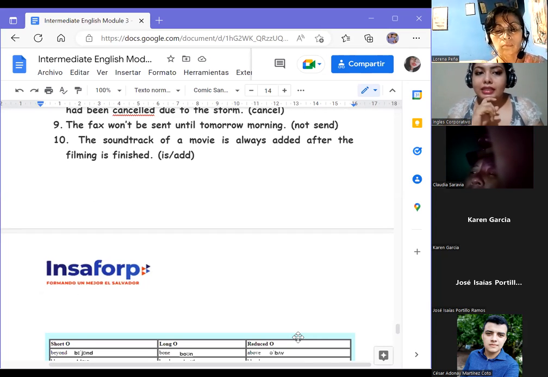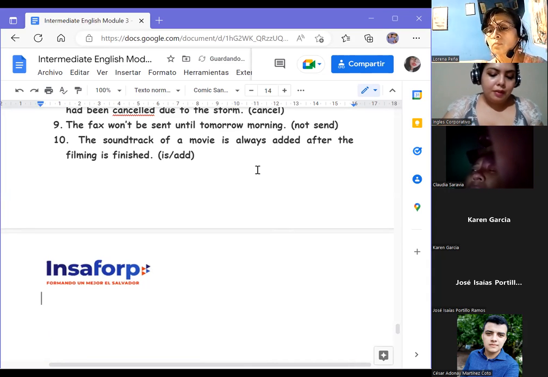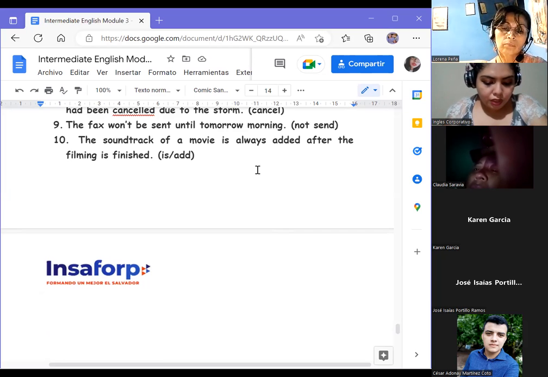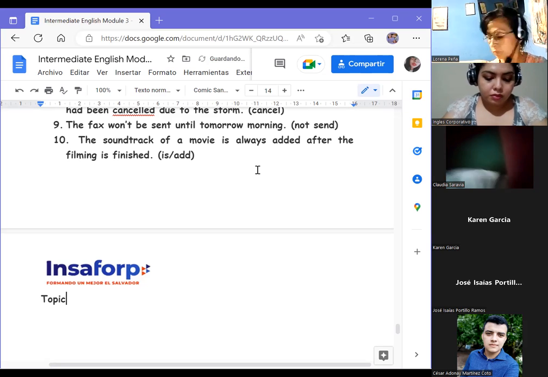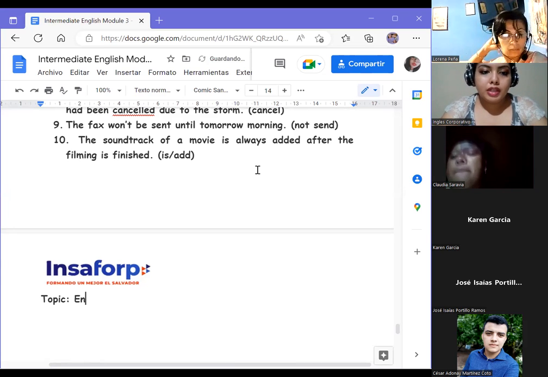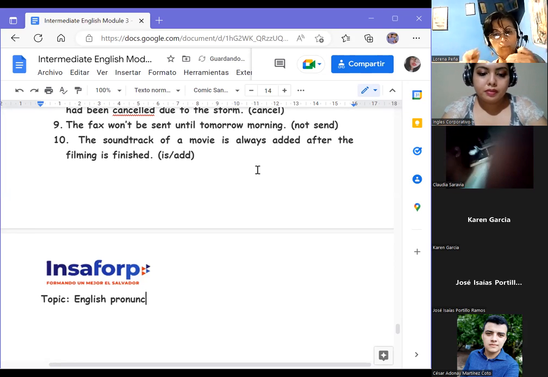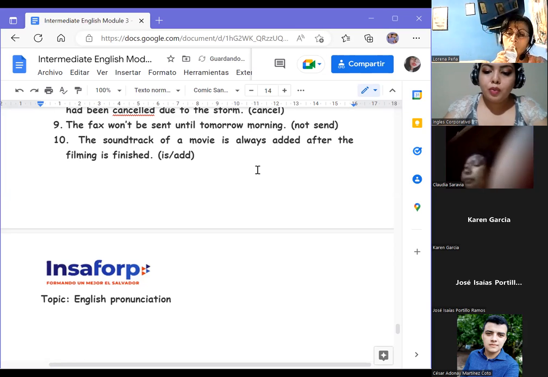Now, I have here a table. But let me explain first what is the topic that we are going to see. Because we need to practice. That is the pronunciation. And in this case, we are talking about the pronunciation of a vowel. We are going to know what is the pronunciation of the O sound or the vowel O. So we are going to write here English pronunciation. Sound with O.